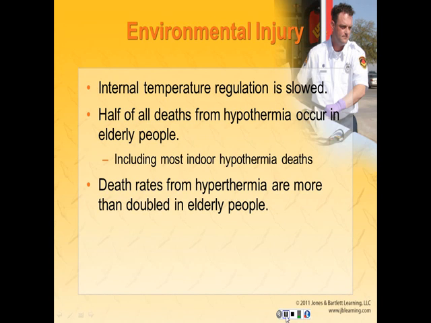About half of all deaths from hypothermia occur in elderly people, and most indoor hypothermia deaths involve geriatric patients. Living where harsh winters occur is a risk factor, and it can also develop at temperatures above freezing when an older person is exposed for a prolonged period. The death rates from hyperthermia are more than doubled in elderly people compared with younger ones, and Arizona has more heat-related deaths than all other states combined.